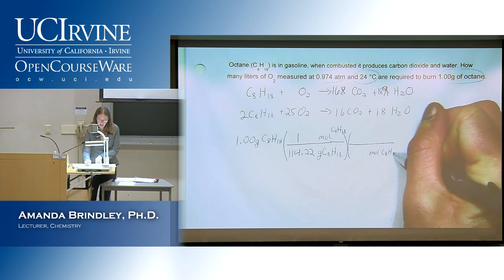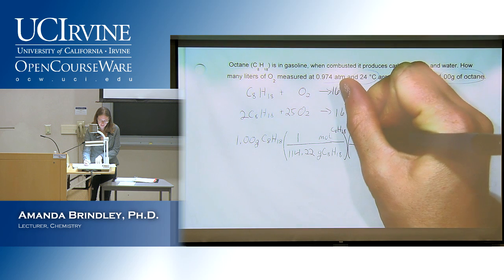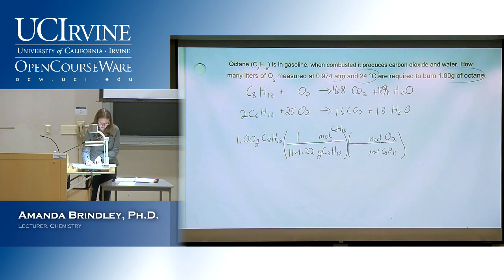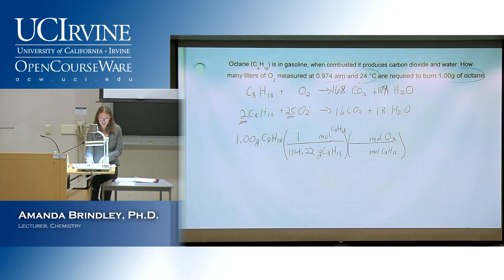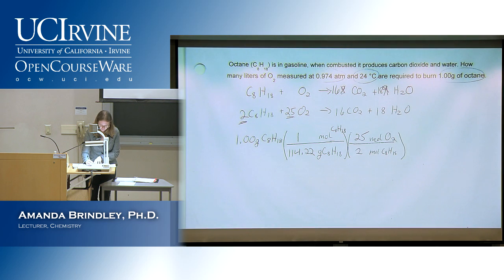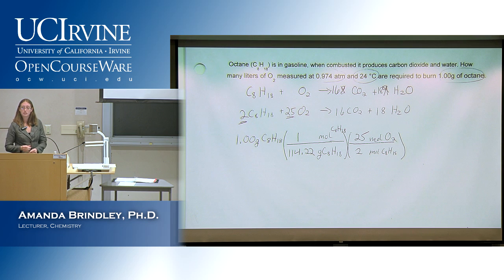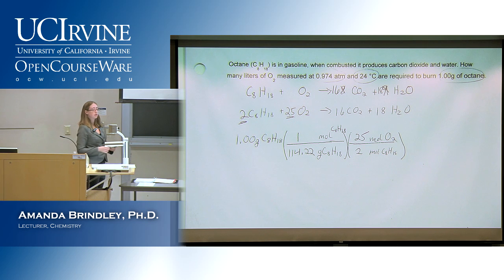Now we have to go from moles of octane to moles of oxygen. And where do we get those numbers from? The coefficients, right? You're getting them from here and here. That's why we needed a balanced equation. Now I want volume, so I'll just plug in 22.4. Does anyone have a problem with that? That's how you did it in the fundamentals. So can I just plug in 22.4 liters per mole here?